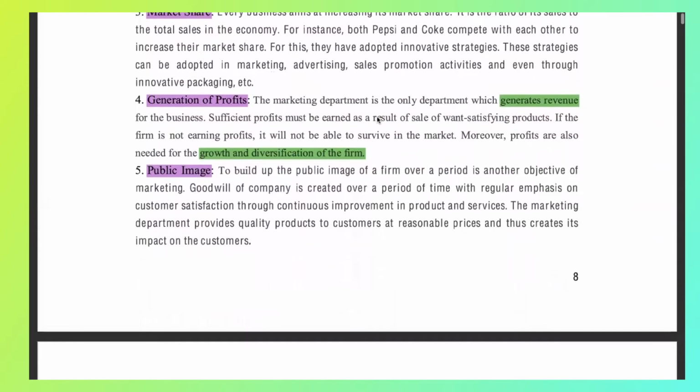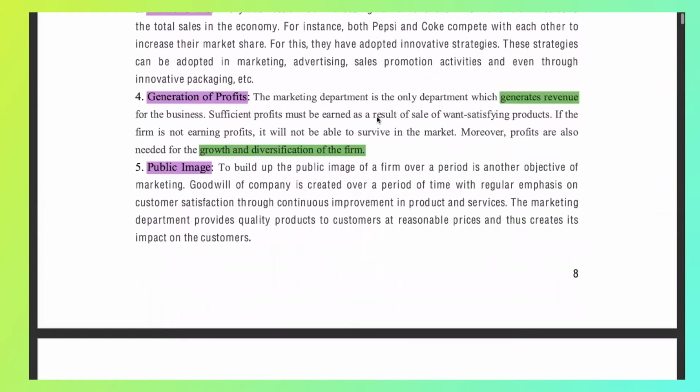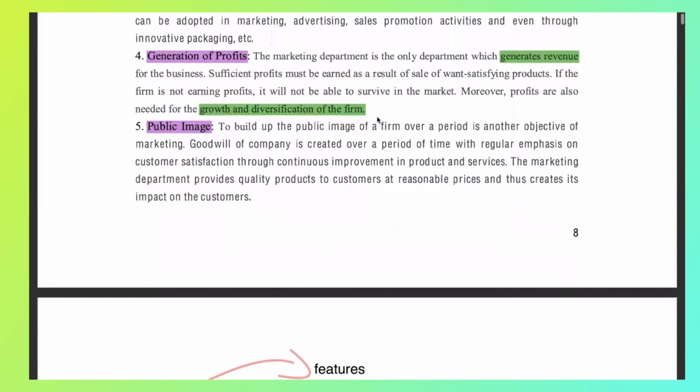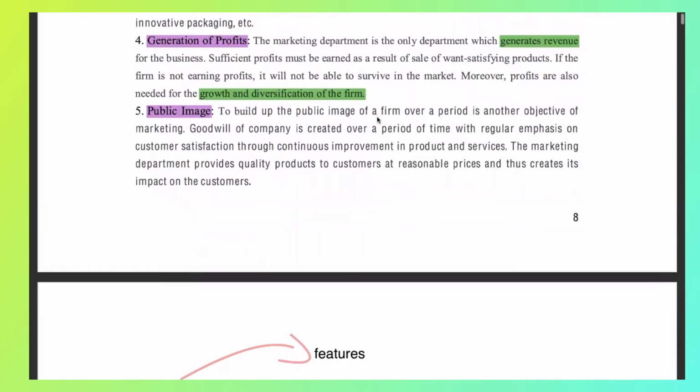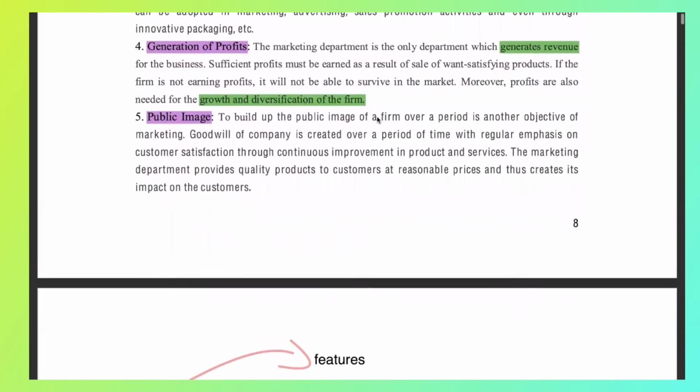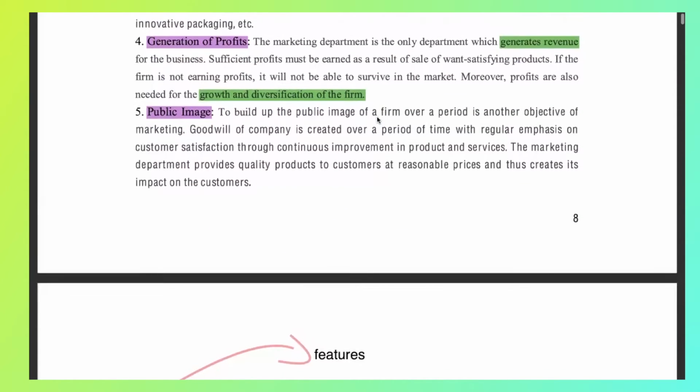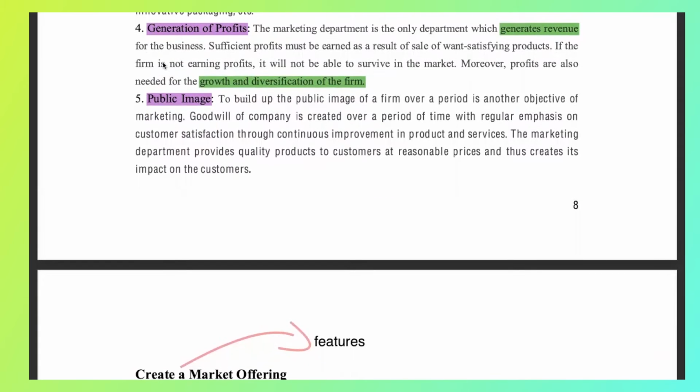Then generation of profits. The marketing department is the only department which generates revenue for the business because of the promotional strategies and everything they do. So sufficient profits must be earned as a result of the sale of satisfying products. So basically, they generate profits by giving the customers what they want by delivering the products. If the firm is not earning profits, it will not be able to survive in the market. Obviously, because if the firm is not earning money, then they can't pay their employees. Then they can't pay their third parties or manufacturers or producers and more. And if they're not able to do that, then they will go out of money and they'll not be able to survive in the market.